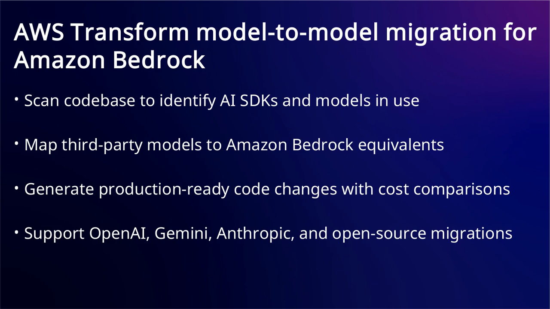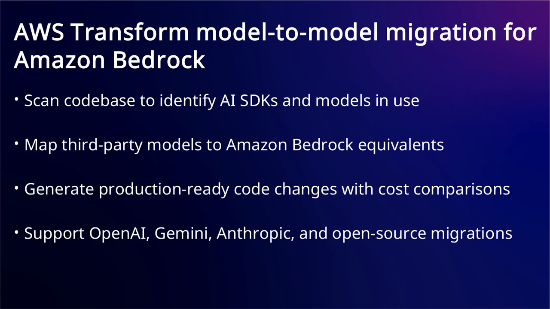Organizations using third-party generative AI providers face challenges consolidating workloads on AWS while maintaining security controls, cost visibility, and operational consistency. AWS Transform now offers a model-to-model migration custom transformation that addresses this by automating the migration to Amazon Bedrock. You can scan your codebase to identify AI SDKs and models across direct integrations, frameworks like LangChain and LlamaIndex, and agentic architectures. The transformation maps third-party models to Amazon Bedrock equivalents, providing transparent cost analysis and model lifecycle awareness that excludes models nearing end of life.